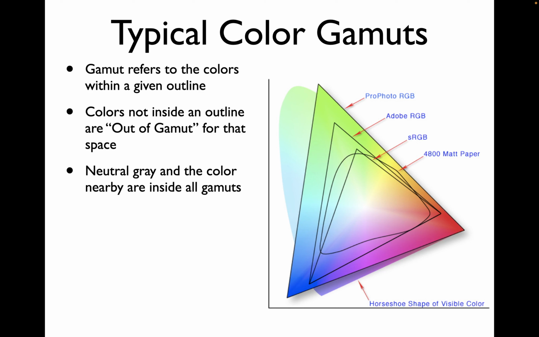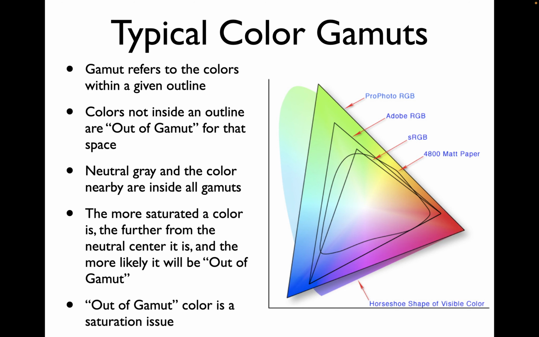Neutral gray and the colors nearby are inside all of it. So again, this very center area in here, everything can show it. The printer can print it. Every monitor in the world can show this. It's just when you start moving out and getting greater and greater saturation that printers start to lose the ability to print that saturation, and monitors start losing the ability to show you that deep of a saturation. And that's exactly what this says. So the thing to remember in all of this is that out of gamut color is a saturation issue. That's what this is all about.